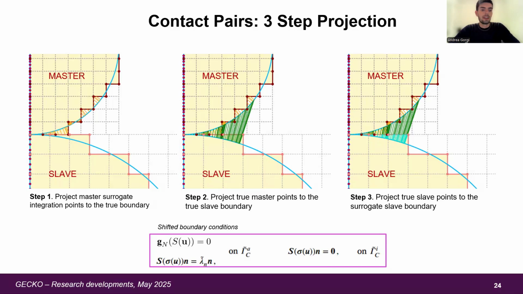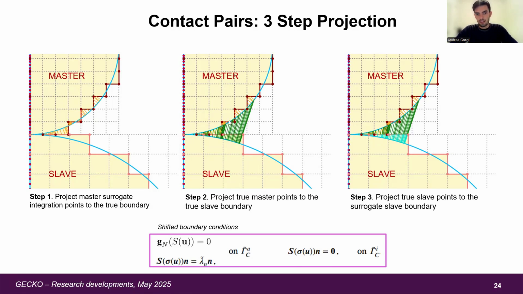The problem here is that we need to be able to connect the points of the two geometries that are now described by two different meshes, so two different sets of degrees of freedom. This, in this case, works by a three-step projection. That is, we will start from the true boundary of one of the two objects that we will call the master object, master domain, and project the boundary conditions, the values of the stresses and displacements to the closest point on the surrogate boundary of that domain.